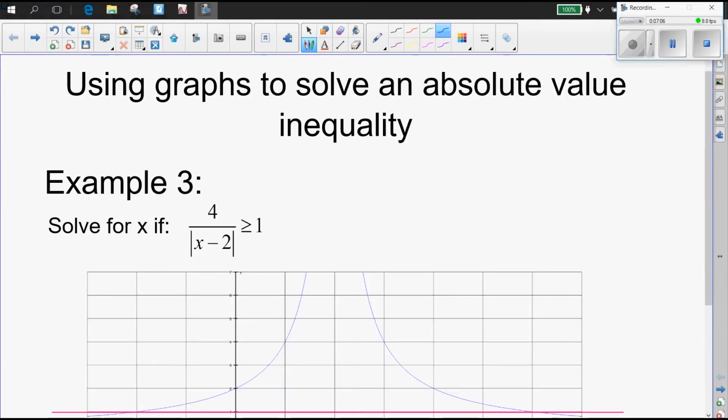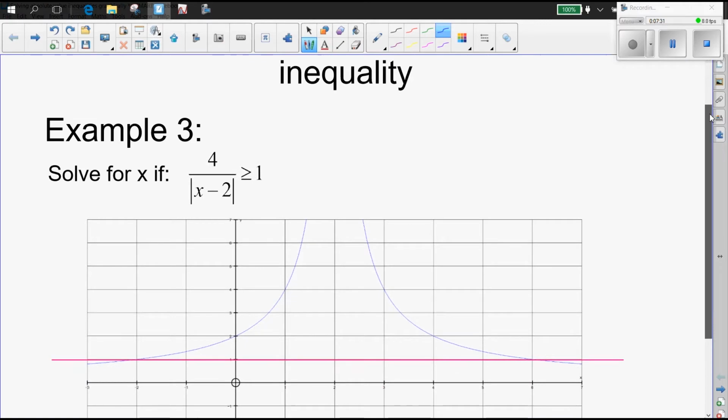In example 3, we need to solve for x. We're given that 4 over the absolute value of x minus 2 must be greater than or equal to 1. Now we have two functions. One is the absolute value hyperbola, which is the graph y equals 4 over x minus 2. If we scroll down, that has been sketched already. That's the blue graph. So the blue graph is y equals 4 over the absolute value of x minus 2.